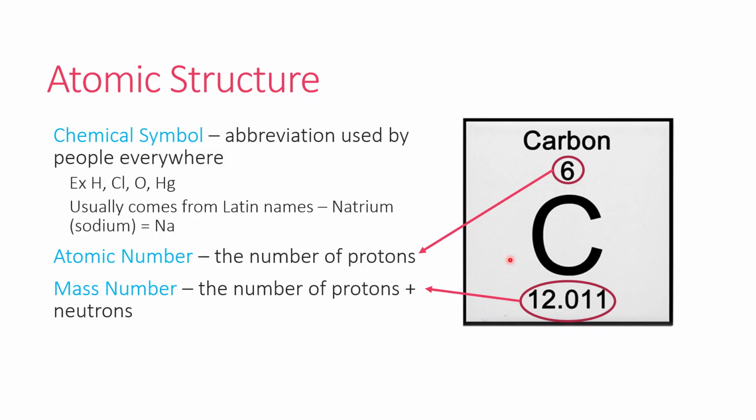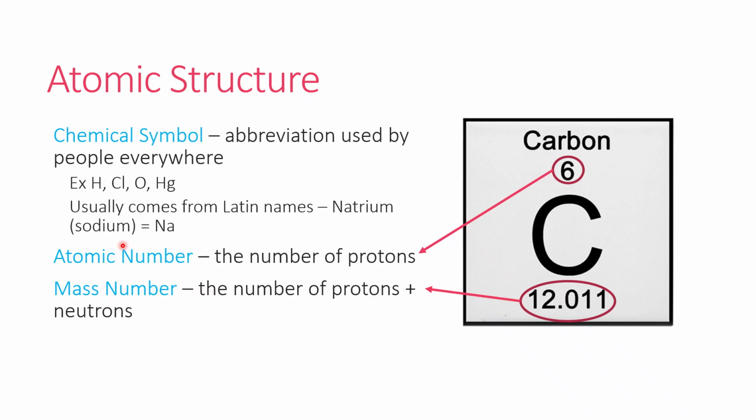So even in areas of the world where they don't use the Latin alphabet, they will still use this chemical symbol here, the C for carbon. Everyone who works at all with chemistry knows the C stands for carbon. Some other examples that we have here: H, which is hydrogen; Cl, which is chlorine; O, oxygen; Hg is mercury.